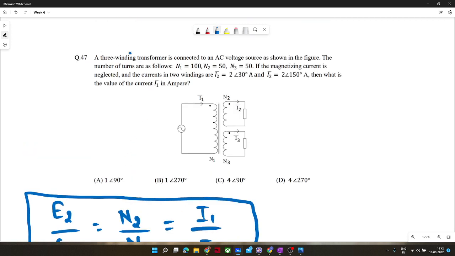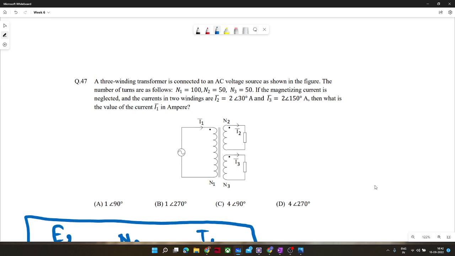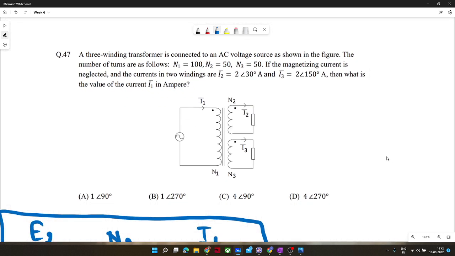Let me read the problem for you. A three-winding transformer is connected to an AC voltage source. Here it is the source. This is the AC voltage source. The number of turns is as follows. This is N1, the first winding. N1 is 100, N2 is 50 and N3 is 50.